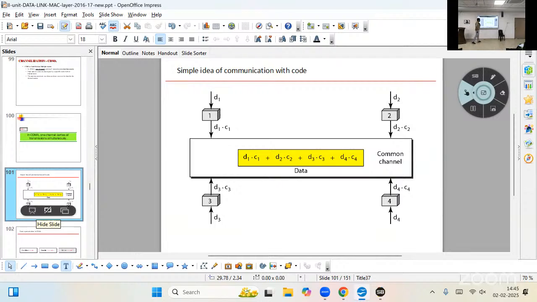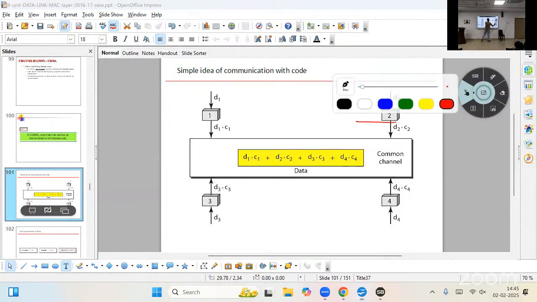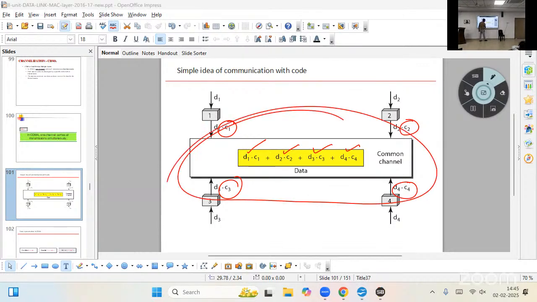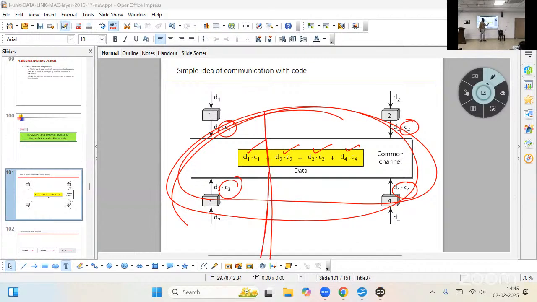This is a code. So code 2 is allocated, code 4 will be allocated. The first code, the second code, then the third and fourth. So this is the complete channel. This box we can call the channel. In the channel we are allocating code 1, code 2, code 3, code 4. Based on codes, we need to allocate the data.